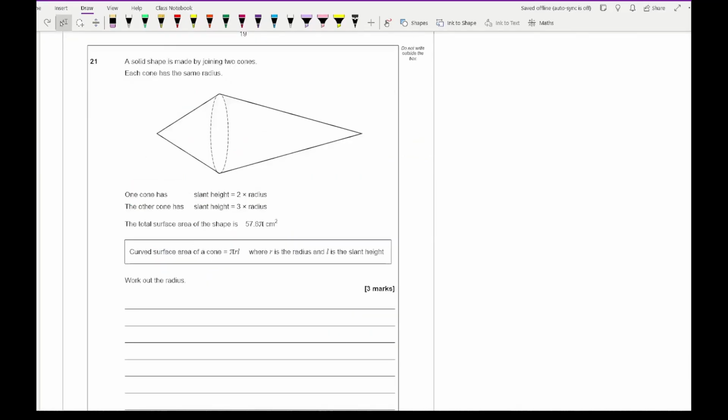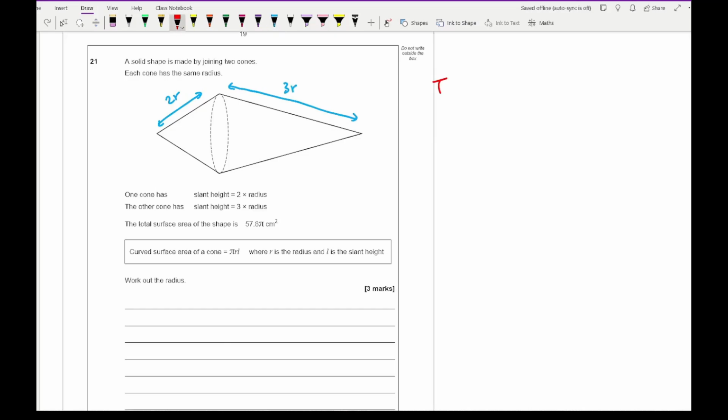So looking at question 21, it says that a solid shape is made by joining two cones. Each cone has the same radius, and one cone has a slant height of 2 times the radius, and the other one has a slant height of 3 times the radius. The total surface area of the shape is 57.8 pi in centimeters squared, and it's told us what the formula is to work out the surface area of the cone. So the first thing we need to do is label these. So this length here is equivalent to 2r, and this length here is equivalent to 3r.